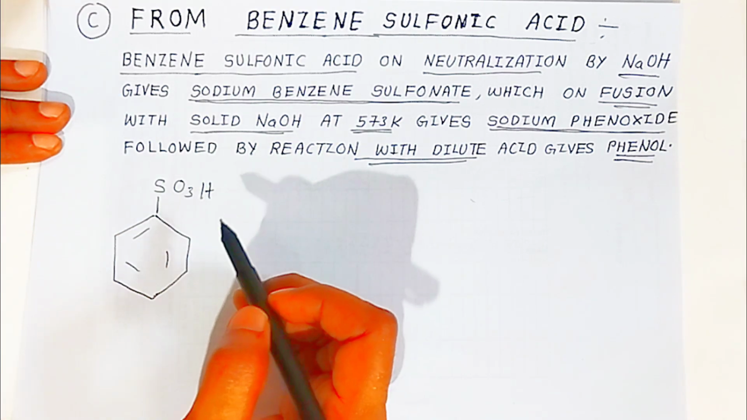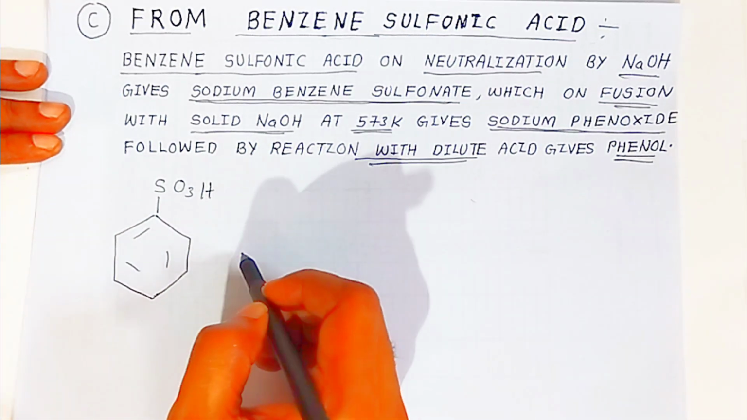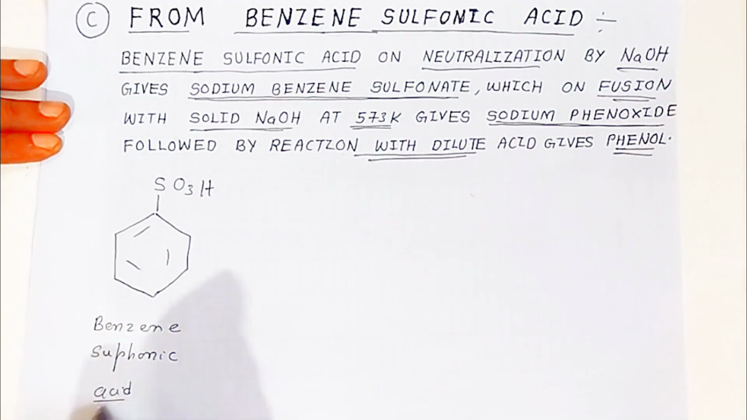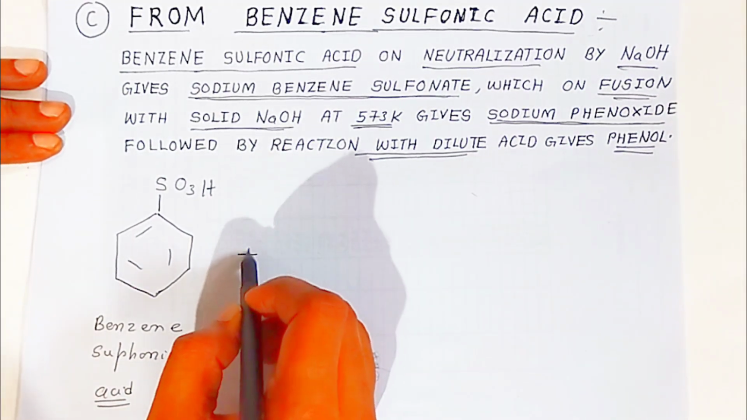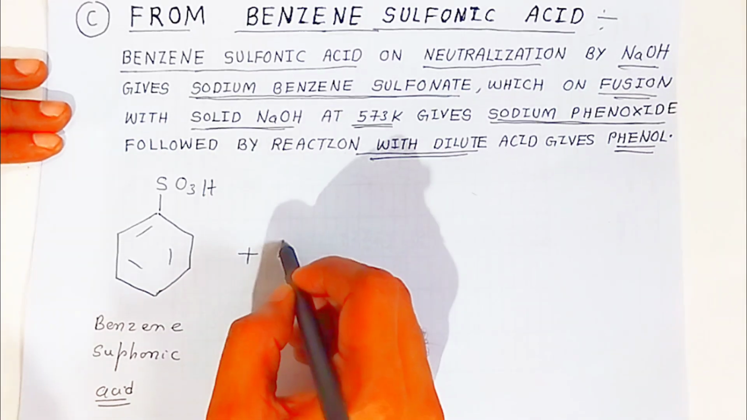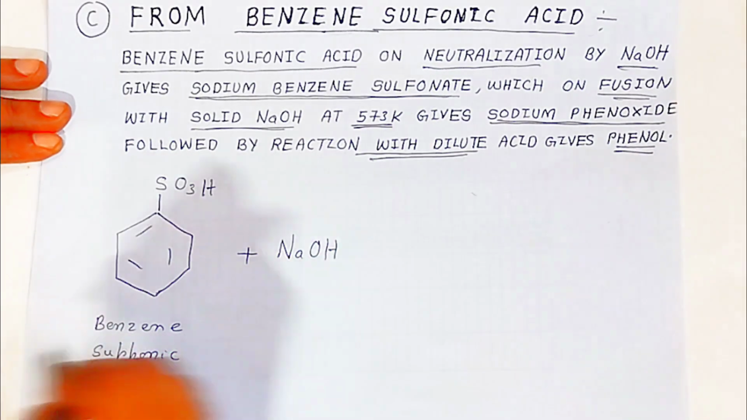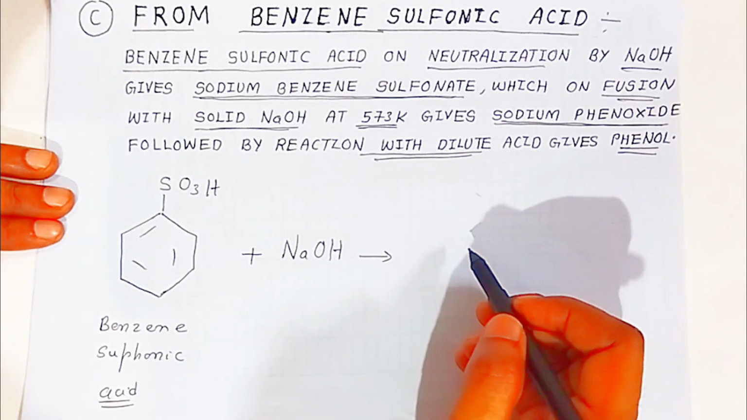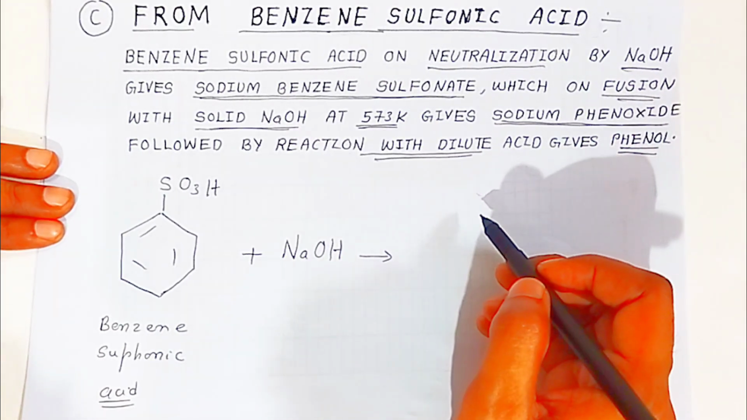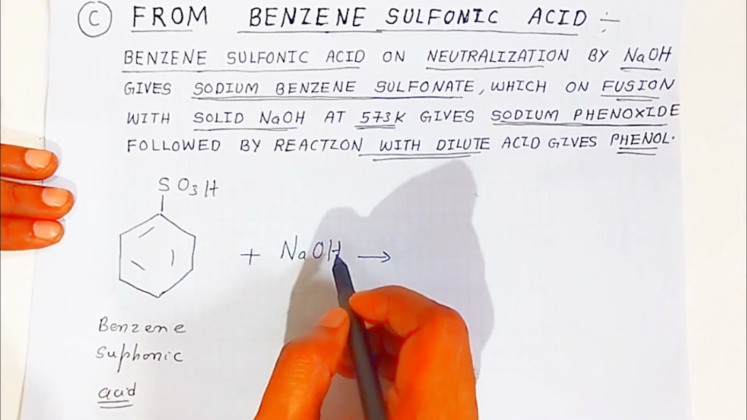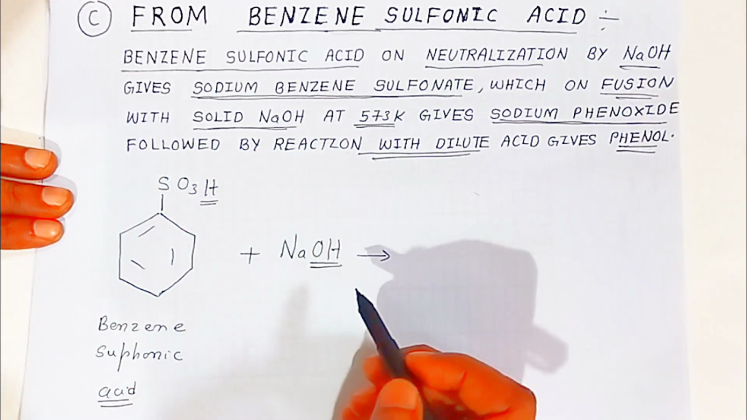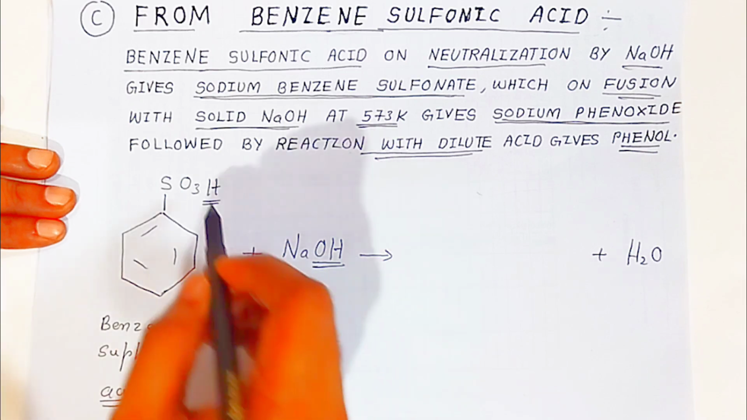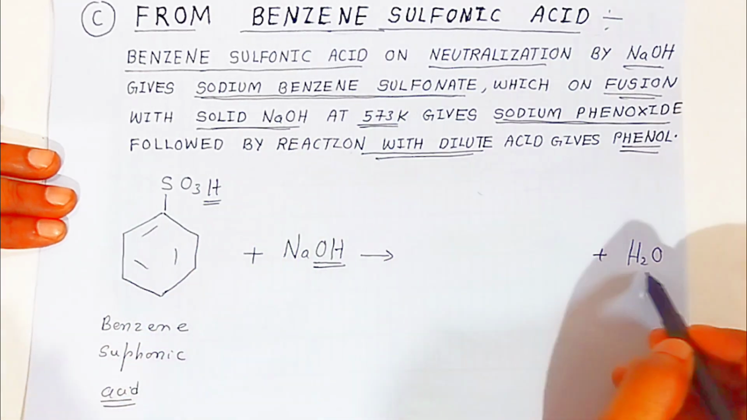Now what happens, students? This is the benzene sulfonic acid. Since it is acid, to neutralize, you have to use a base. So NaOH is a very important base, students. Now when you add it, you will get the salt of the acid, that is sodium benzene sulfonate. There is a water molecule liberated: the OH of this reacts with the hydrogen of this benzene sulfonic acid and forms water molecules.